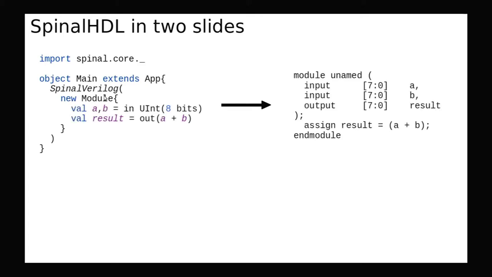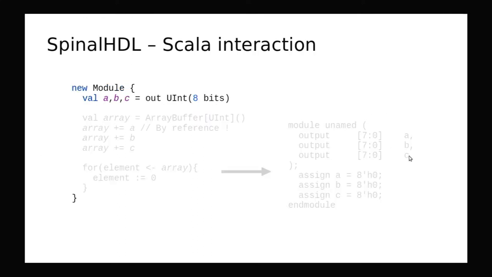And then, okay, let's say define A and B as input unsigned 8 bits and result as an output with the value A plus B. And this will generate this Verilog netlist. And so, okay, let's look at this example, which is showing a bit the interaction between Scala and SpinalHDL.